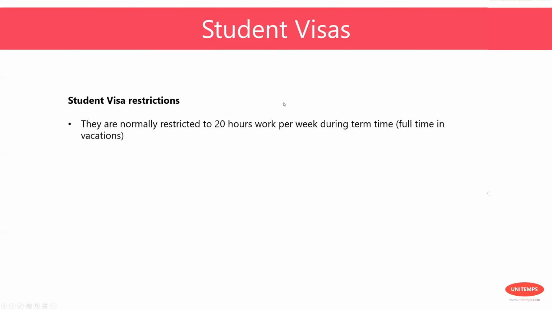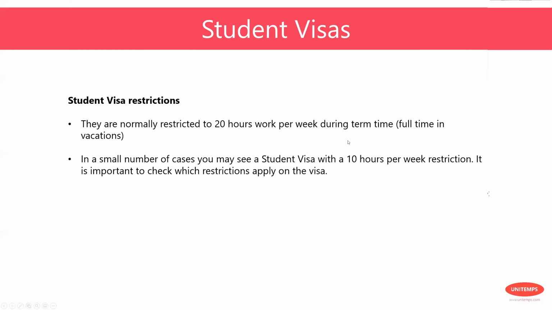Right, so the restrictions on a student visa: they're normally restricted to working 20 hours per week during term time, but are allowed to work full time in vacations. This is why the system needs to know whether they are inside or outside of term time. Once you've entered those term dates, the 20-hour block I talked about is only going to apply during term time. In between term dates, it will know to ignore that restriction and allow them to work full time.